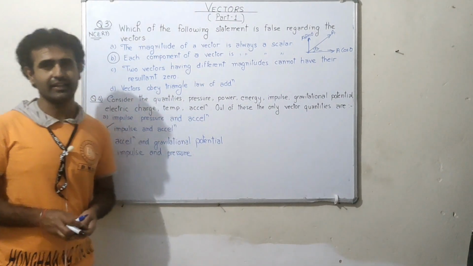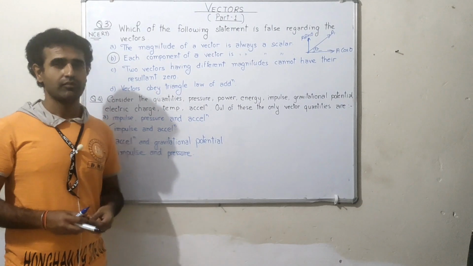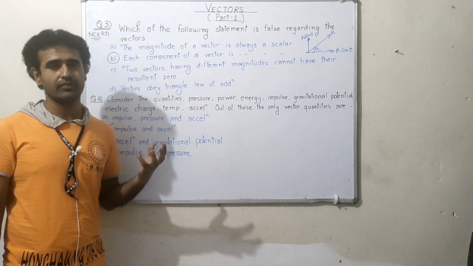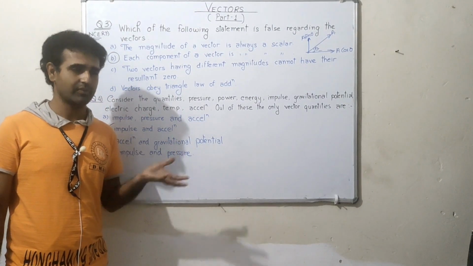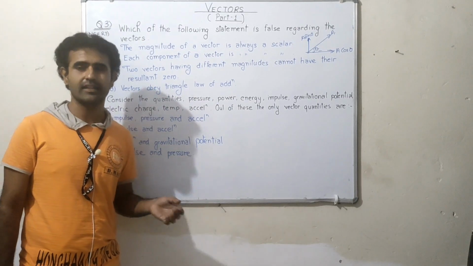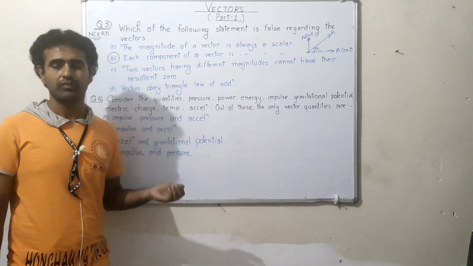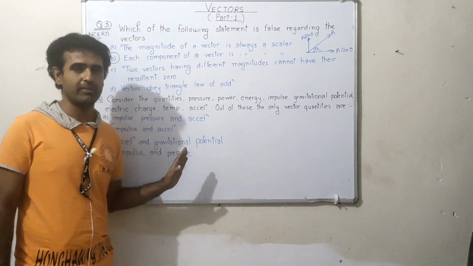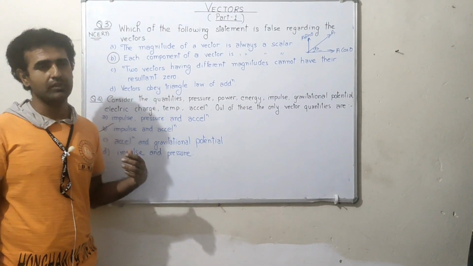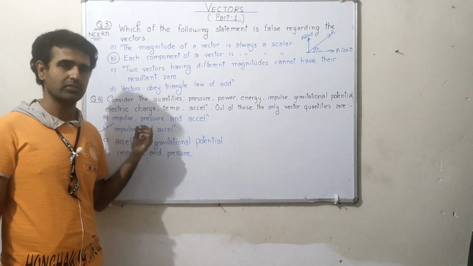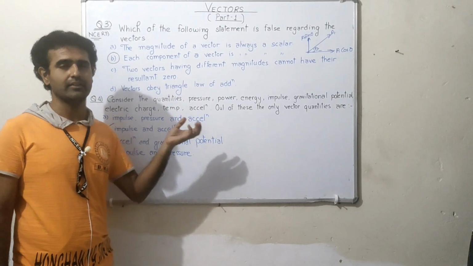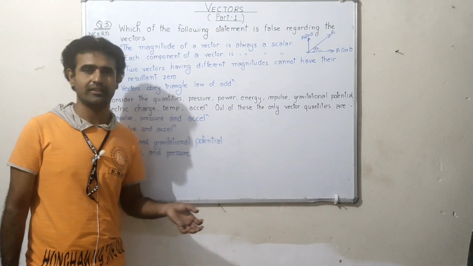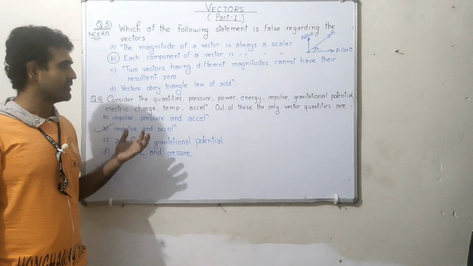So that's it in the lecture. I hope you have understood. To know which are the vector quantities and the scalar quantities, as we move forward in the syllabus, we will come to know. By this time you can make a table, and as we move forward, you can write down which quantities come under the vector category and which come under the scalar category. I hope the concept is clear.